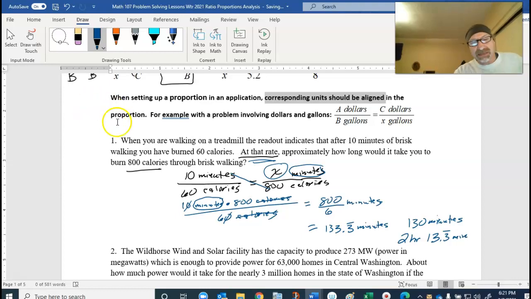Okay, so that's the basic idea of proportions. Now, I got to say this, these units should work out every time, as you can see, if you have them corresponding units aligned properly. But you could have set this up differently.